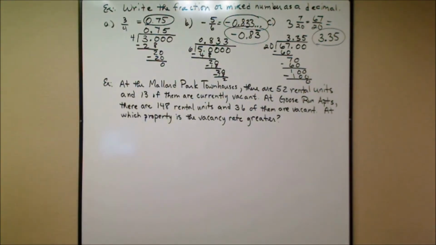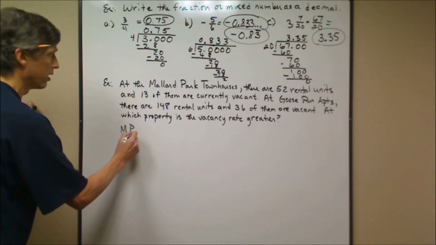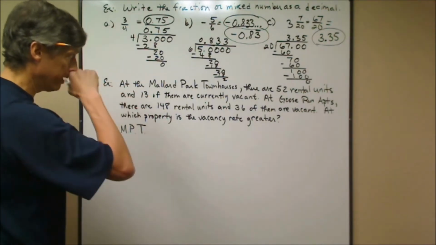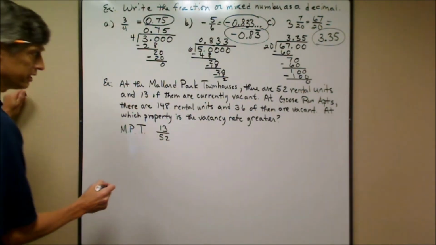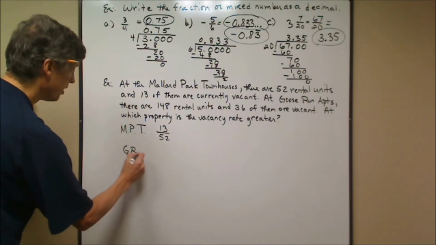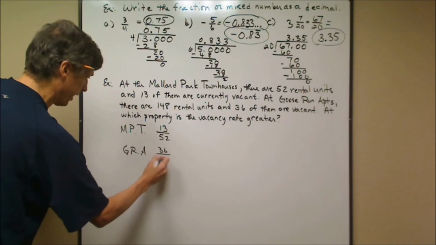Now this next example is a kind of story problem setup. At the Mallard Park townhouses, there are 52 rental units, of which 13 of them are currently vacant. At the Goose Run Apartments, there are 148 rental units, and 36 of them are vacant. At which property is the vacancy rate greater? Well, the rate at Mallard Park townhouses would be 13 out of 52. The rate at the Goose Run Apartments would be 36 vacant out of 148.